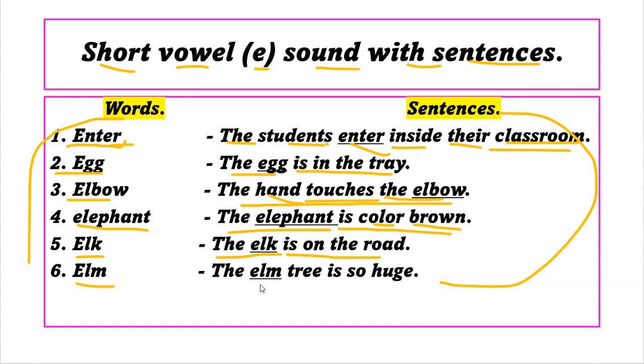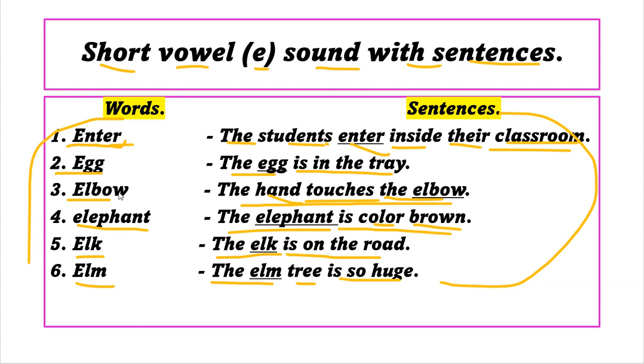Number 6, elm. So an elm tree is a type of tree which is so big, so huge, where you can have a picnic under the tree or around the tree, because it's quite huge. It looks like an older tree which can cover almost a big part of your area. So the elm tree is so huge. This is the sentence because I showed you in our previous lesson the big elm tree picture. So that is our sentence.